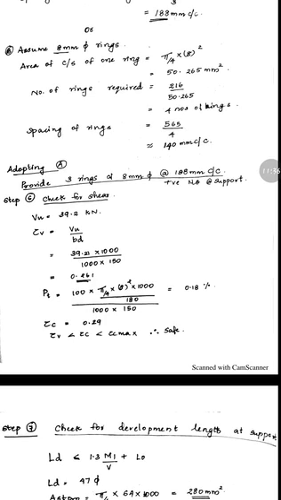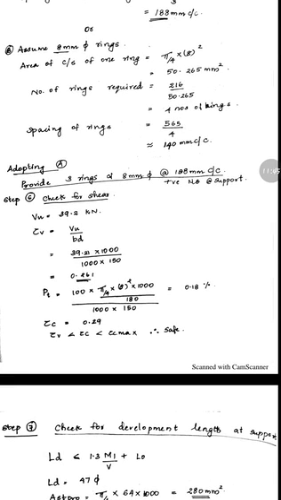Okay, and I am just adopting A. Therefore providing 3 number of rings of 8 mm diameter at 188 mm center to center. Fine. So 188 mm center to center. I am just providing 3 number of rings. And next is, as usual procedure, step number 6, that is check for shear.